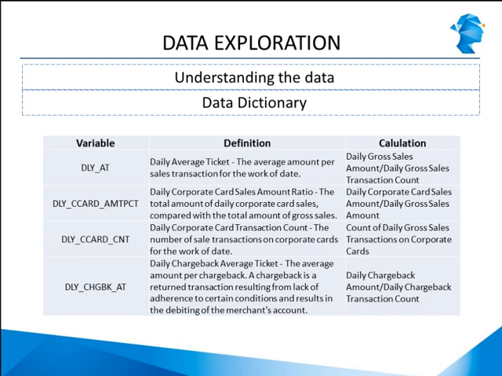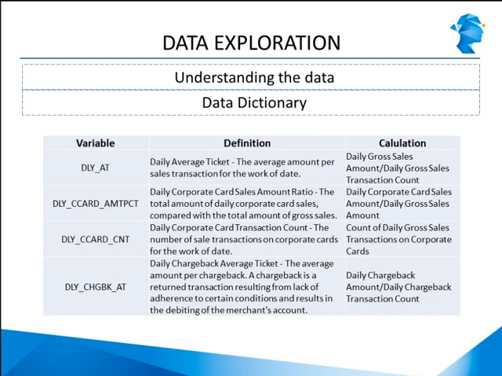The next variable that we have is the daily chargeback average ticket. This is the average amount per chargeback. A chargeback is a return transaction resulting from lack of adherence to certain conditions and results in the debiting of the merchant's account. So this is where the money has to go back to the customer, so it has to be debited from the merchant's account. So the daily chargeback average ticket could also be an indicator for fraud.